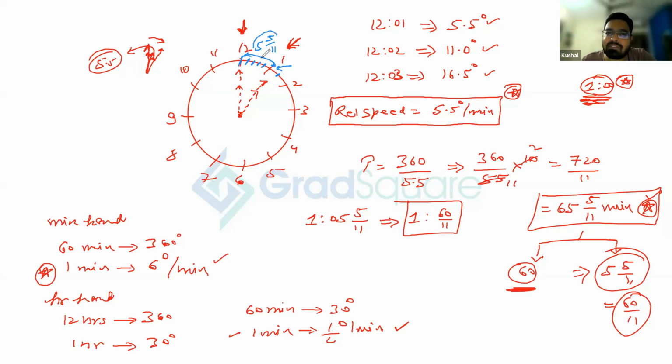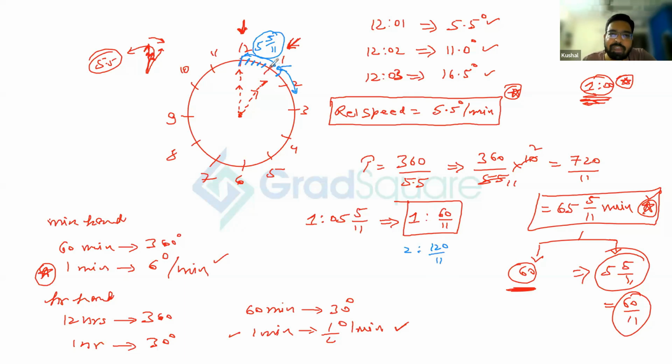Now, once it has traveled 5 by 11, take this as 12 o'clock. Should it not travel from here again 5 by 11 and meet between 2 and 3 once again? So can I then simply say that the second time meeting should be 2 120 by 11? Does this make sense? Any doubts over here? What am I trying to say?